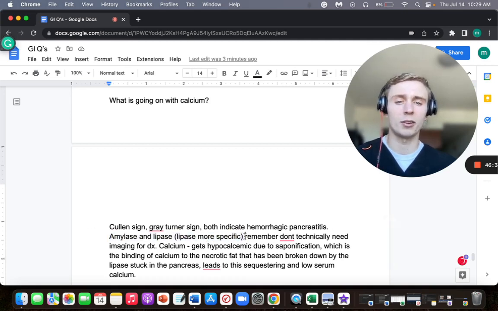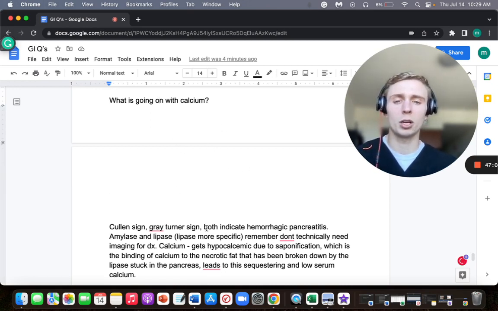Lipase is more specific, very importantly. Why? Because amylase is also secreted by the salivary glands, as you start to break down the carbohydrates in your mouth. Lipase is more specific because it comes right from the pancreas. And remember, we don't technically need imaging for this diagnosis. If we have the classic physical exam findings as well as lipase and amylase over 3 times the upper normal limit, we can make that diagnosis without any imaging.